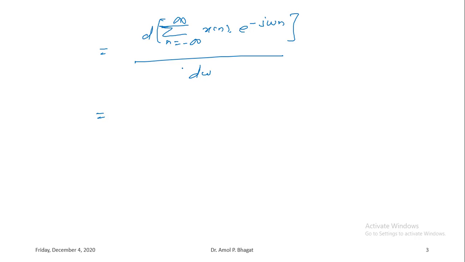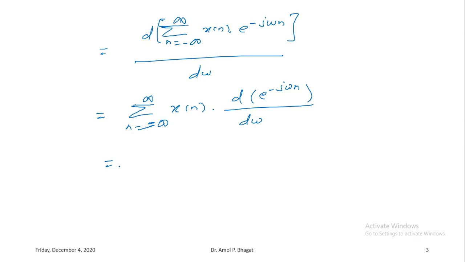So we are identifying the derivative of summation n equals minus infinity to infinity x of n into e to the power minus j omega n with respect to omega. Here I can take the summation and x of n outside the derivative, because the derivative variable is omega. So I can write this as summation of x of n into the derivative of e to the power minus j omega n with respect to omega. The derivative of e to the power minus j omega n is nothing but minus j n multiplied by e to the power minus j omega n.